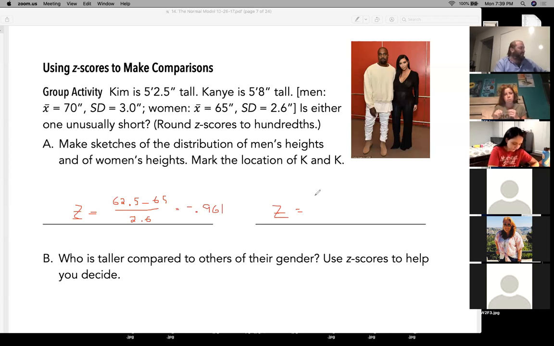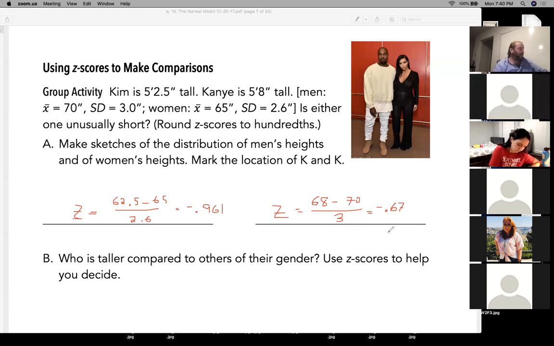Now, what is Kanye's z-score? Well, what is Kanye's data point? 68 inches. 5'8", yeah, 68 inches. And what is the mean for men in general? 70. And what is the deviation for men? 3.0. So we get negative 0.67 approximately. So we see that neither of them is unusually short.